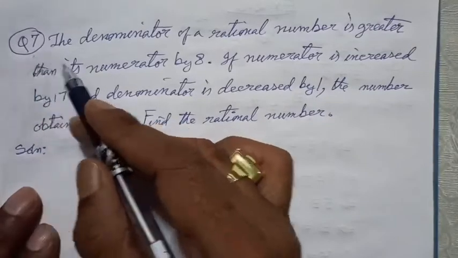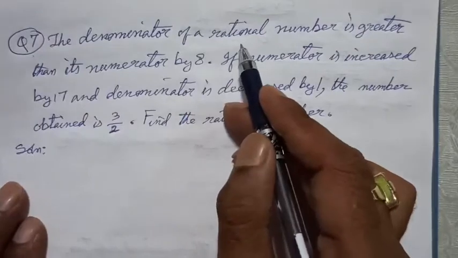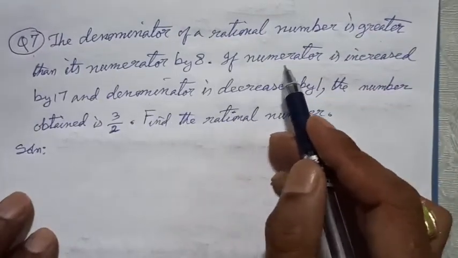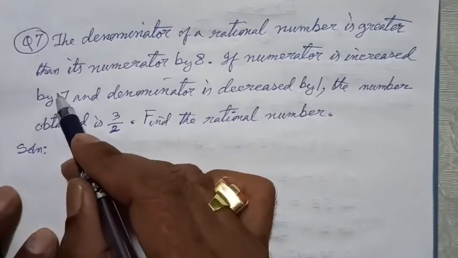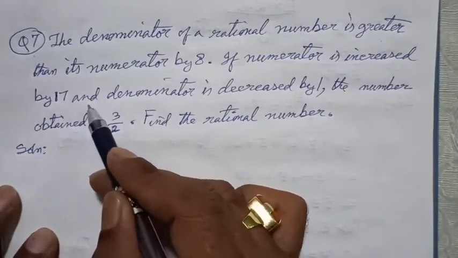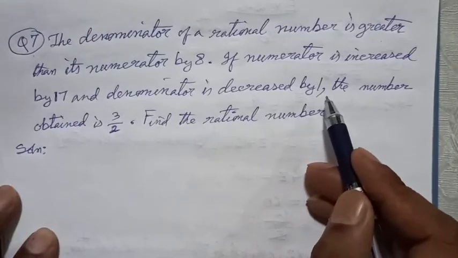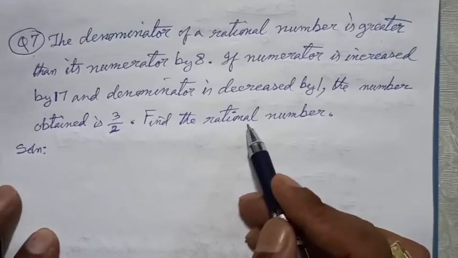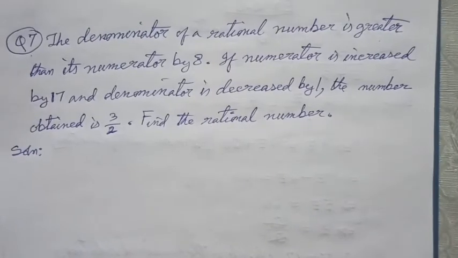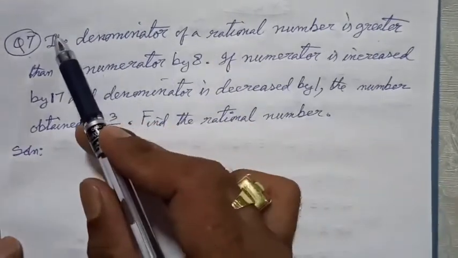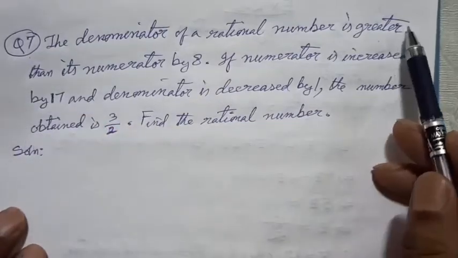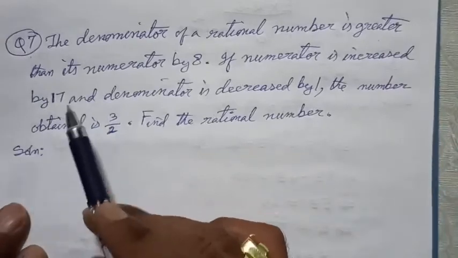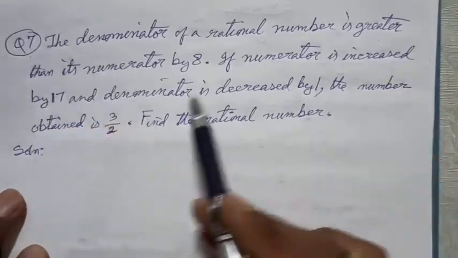Now question number 7. The denominator of a rational number is greater than its numerator by 8. If numerator is increased by 17 and denominator is decreased by 1, the number obtained is 3/2. Find the rational number. We need to study the question well before understanding this question, otherwise we are not able to solve this. So once again, let us study the question.